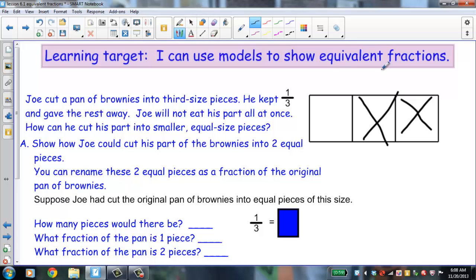He will not eat his part all at once. How can he cut his part into smaller, equal-sized pieces? He could do that in several ways, but let's look and see what the problem says. It says to show how Joe cut his part of the brownies into 2 equal pieces. Well, that's pretty easy, right? You can go horizontally. You could have also gone vertically. Either way, it would be 2 equal pieces.